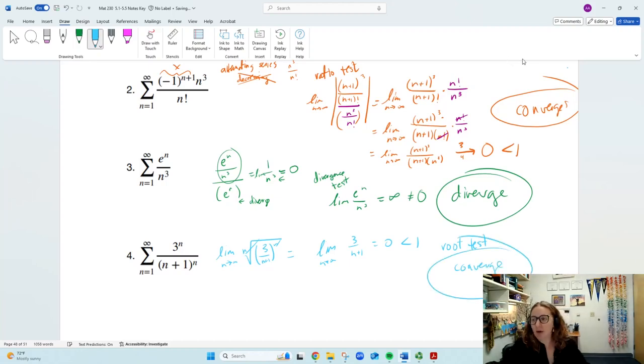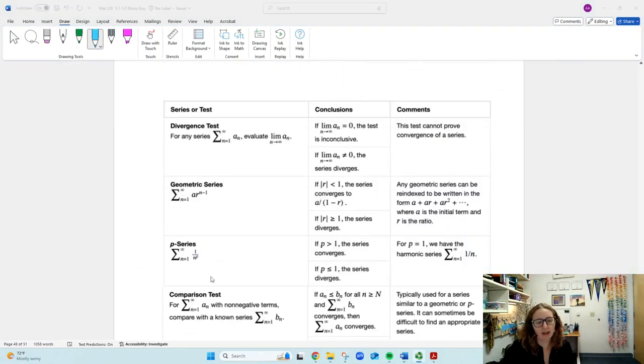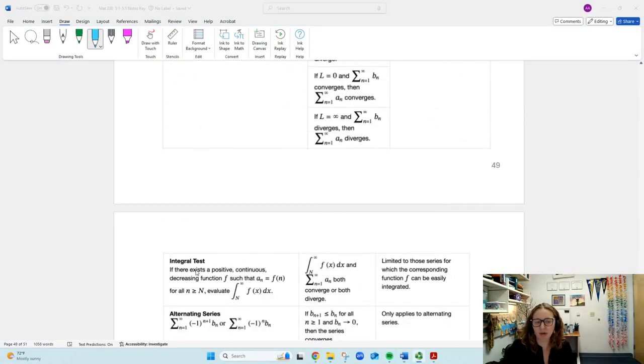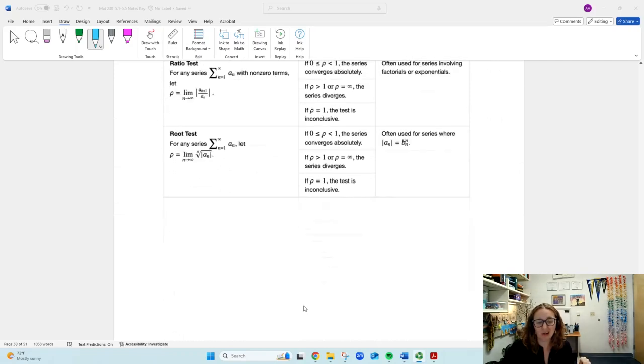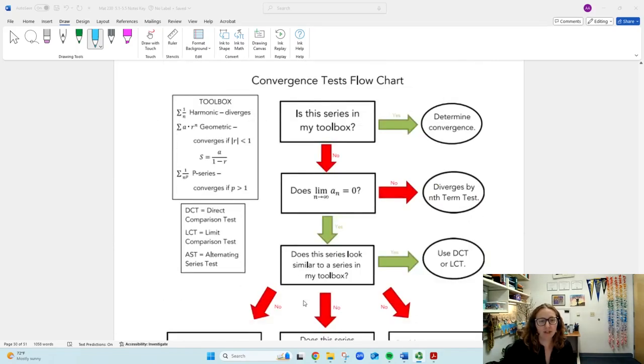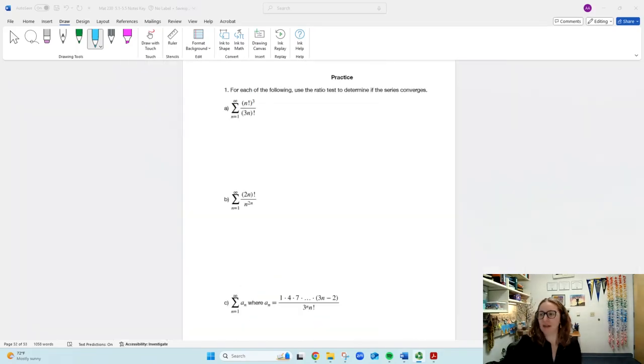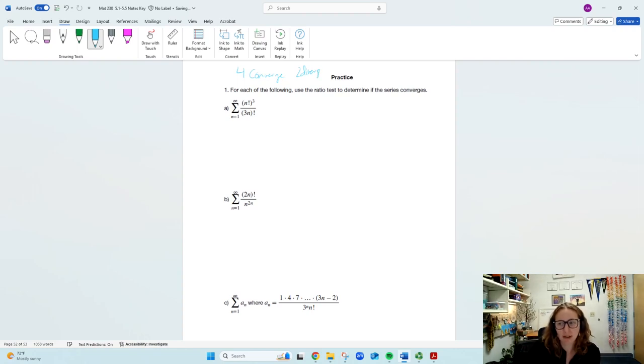Let's take a look at some of your practice or your homework. On these next pages, I have these on your formula sheet, so you can also write them down, but they are also on your formula sheet. We have gone through all of these tests. Here is the flowchart, and then we have our practice problems. There are 3 on this page, 3 on the next page. I will tell you right now that I found that 4 of these converge and 2 diverge, so that's a little hint that I have.